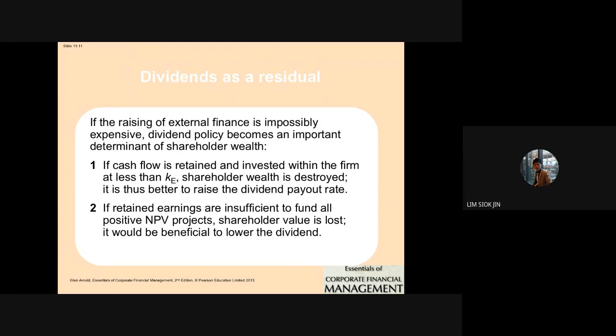So the best policy for a company to make the shareholders happy and to help the shareholders achieve goals is to keep in mind that dividend should be used as a residual. Right. So what is the meaning? So you look at this slide, it explains that if raising of external finance is impossibly expensive, dividend policy becomes an important determinant of shareholders' wealth.